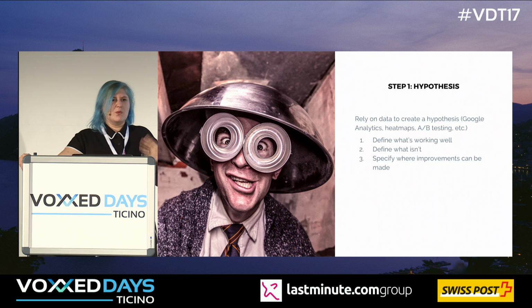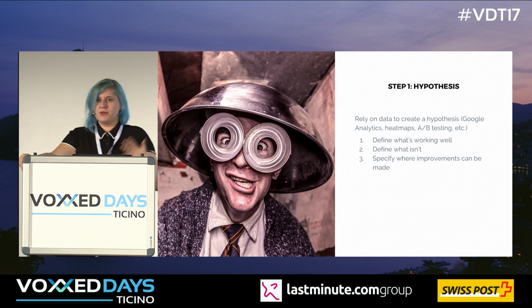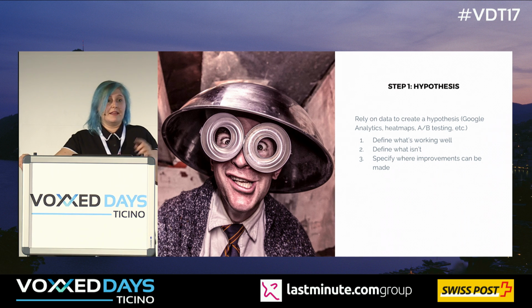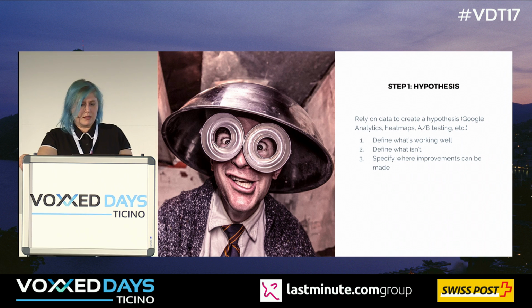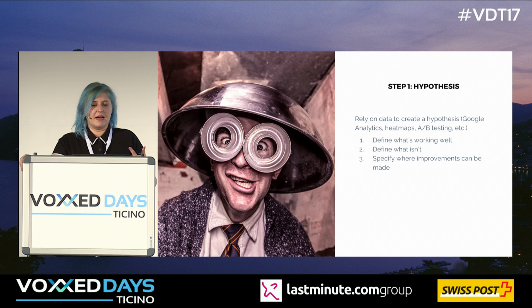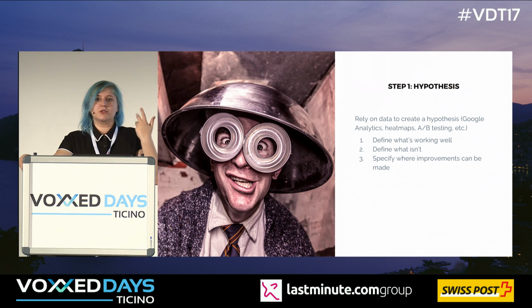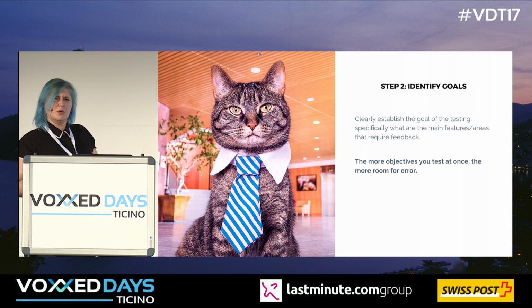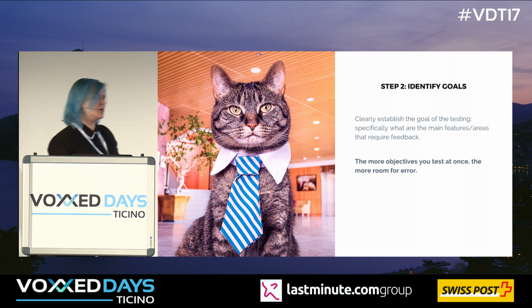Then you should figure out what's working well. Define what you think is bringing in money, or bringing in users, or bringing in engagement. Define what isn't working well, and specify the improvements that could be made. So you already have your hypothesis in mind, what you're going to test. Then you move on to your goals. Business Cat really knows the goals, though.